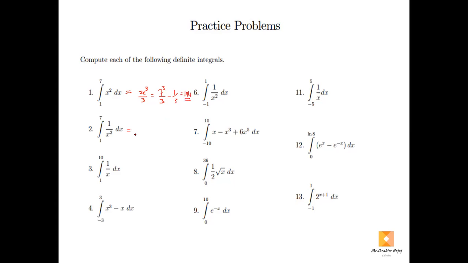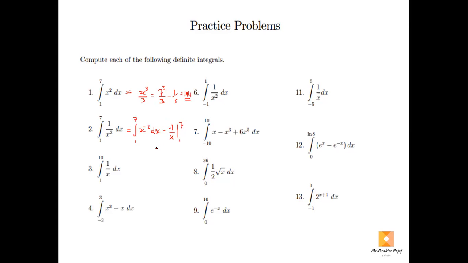The next question, number 2. 1 over x squared will be x to the power of minus 2. And the antiderivative will be x to the power of minus 1 over negative 1, so negative x to the power of minus 1, which is negative 1 over x. Then evaluate from 1 to 7.